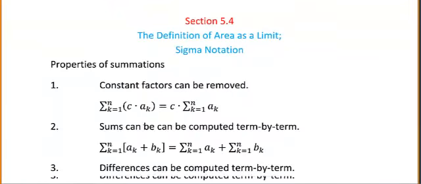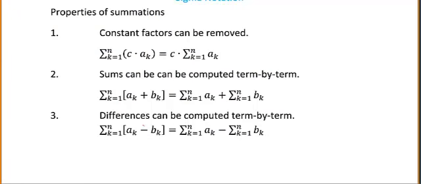Now, there are certain properties that summations have. First of all, if you have the summation of a constant times a term, remember to think of the variable here as the index k, and c does not depend at all on k. So c is a constant multiplier, a constant factor. Constant factors can be taken out. Let's take a look at why that's true.